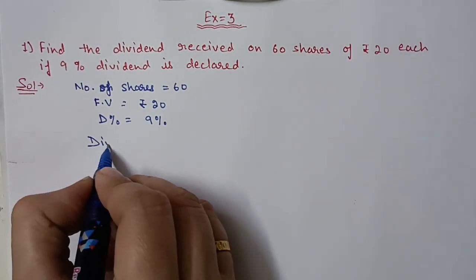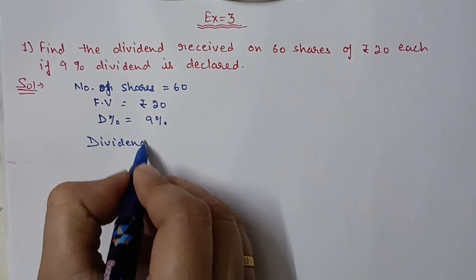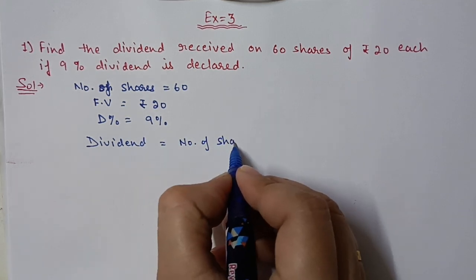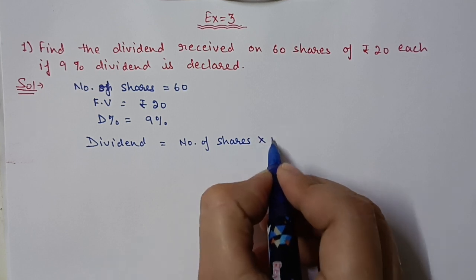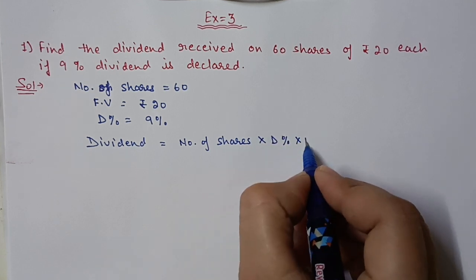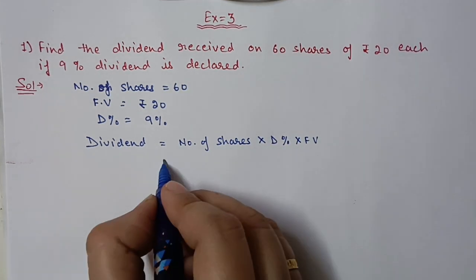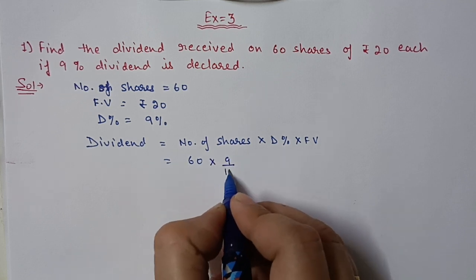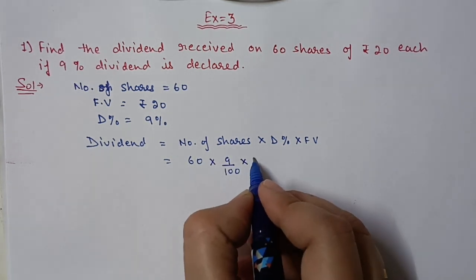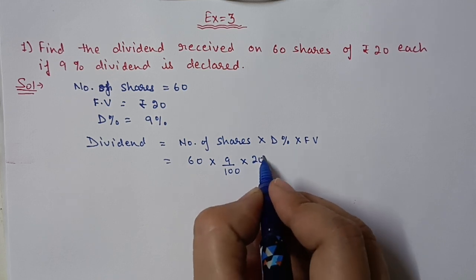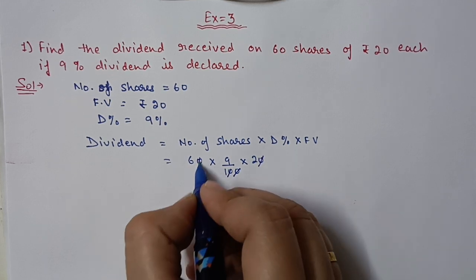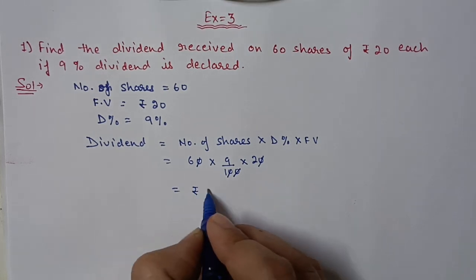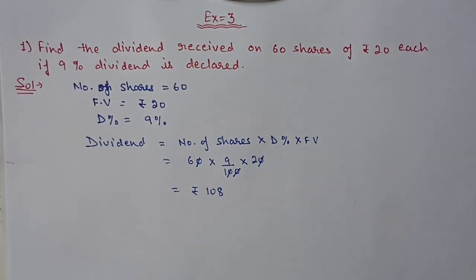So dividend is equal to number of shares multiplied by dividend percentage into face value. Number of shares we have 60, dividend percentage is 9% or 9 by 100, face value is 20 rupees. You can cancel out 0 to 0, another 0. 6 nines are 54, and 54 into 2 is 108 rupees.